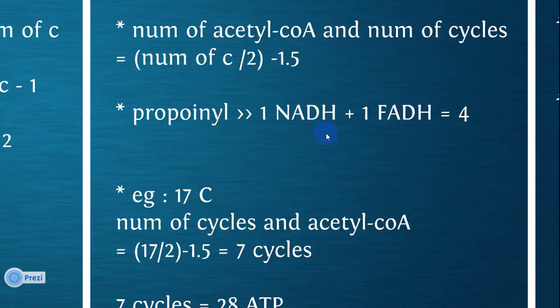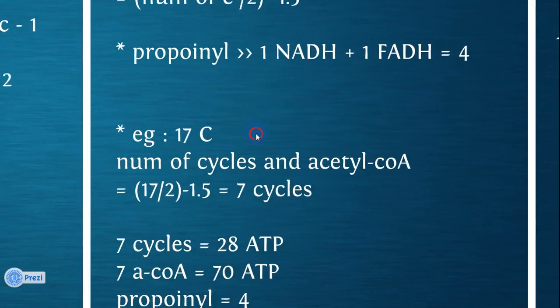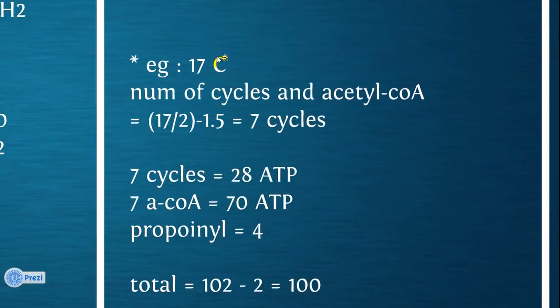We will see it in the example, but just remember this equation. We use it to calculate the number of acetyl-CoA and the number of cycles. So, for example, in the exam they give you 17 carbons, and it's an example in the book. For the number of cycles and the number of acetyl-CoA, just 17 divided by 2 minus 1.5, it will be 7. So you have 7 cycles. In the 7 cycles you will have 7 acetyl-CoA, 7 NADH and 7 FADH2.